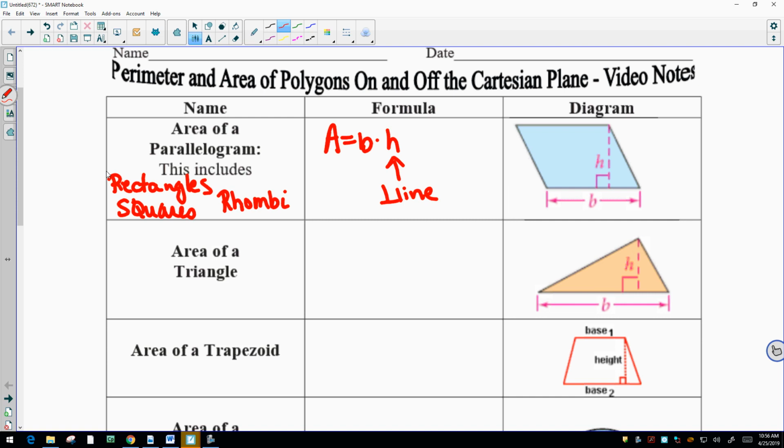Area of a triangle. Area of a triangle is 1/2 times base times height. A different way that you could look at this formula, same formula, just different form: base times height divided by 2. Again, the height has to be with a perpendicular line. That is very important anytime that you are measuring height. So here I can see that perpendicular line, that's where the height is located.